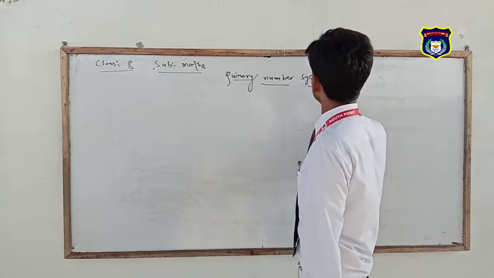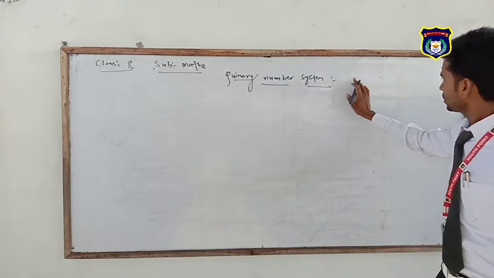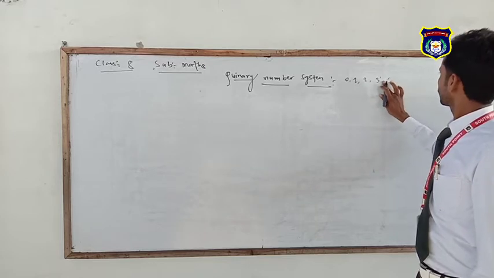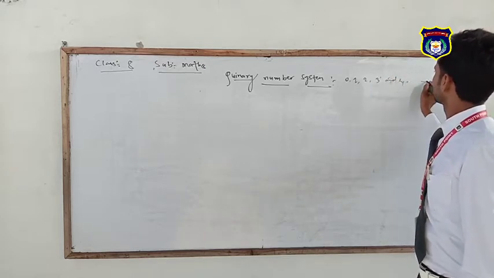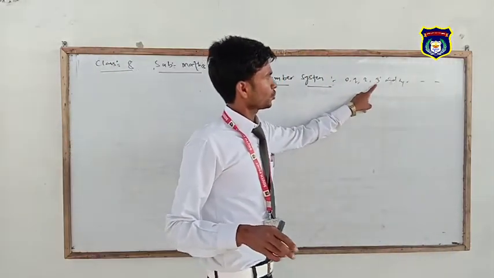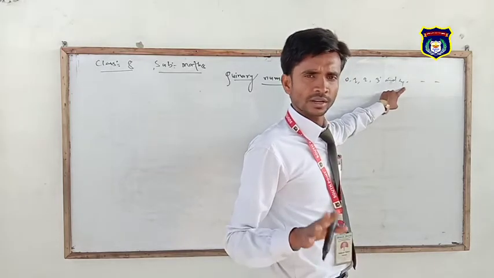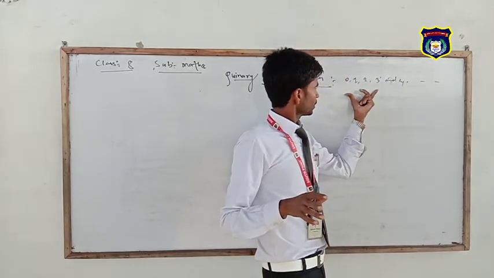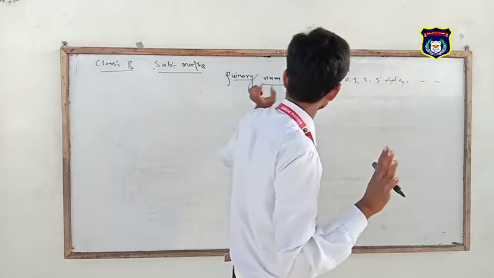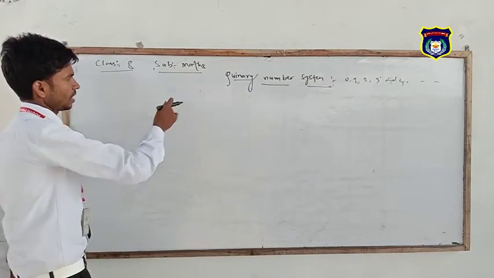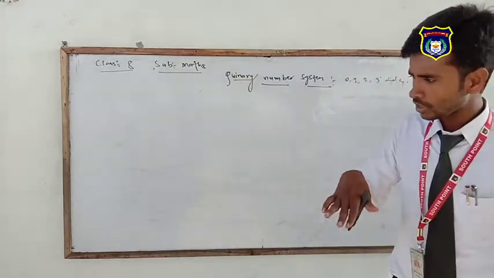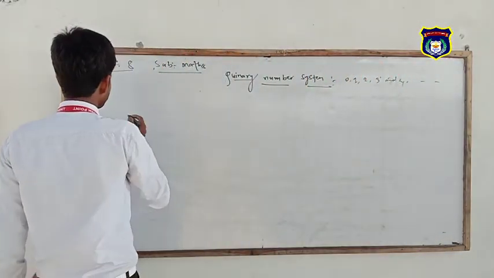What do you mean by quinary system? The system using 0, 1, 2, 3 and 4. The number using 0, 1, 2, 3 and 4 is called the quinary number system. So how can you convert the quinary number system into the decimal number system, and the decimal number system into the quinary number system? Just taking one example.